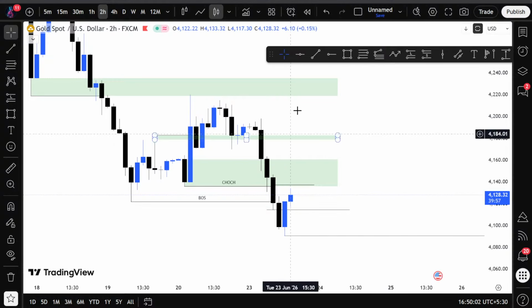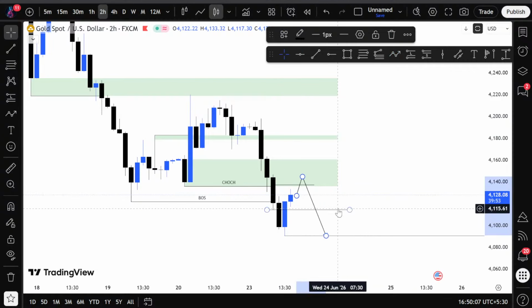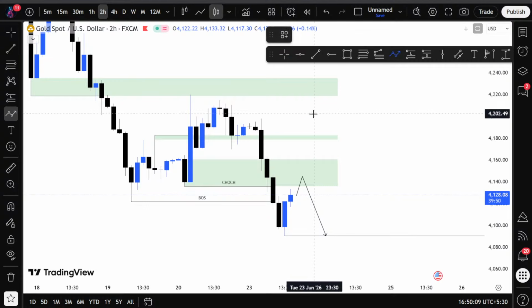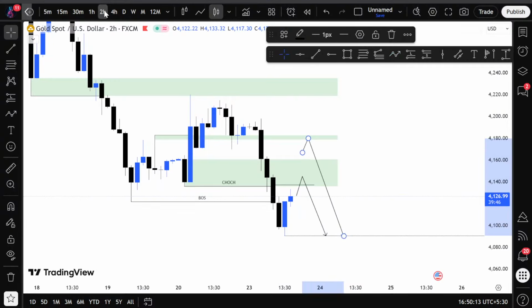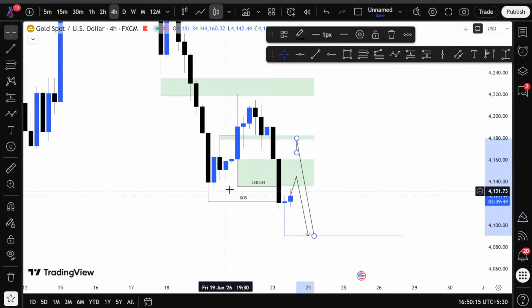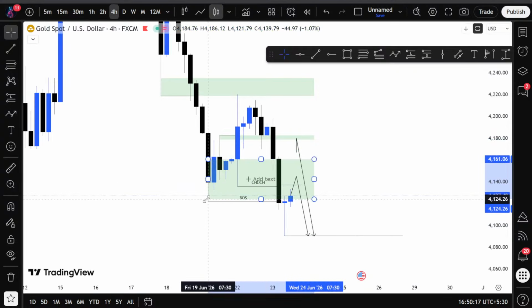So this is it for gold today. I'm watching for short from these two areas, and my target will be this recent low. Price is already rejecting from 4 hour structural area, so keep this in mind.